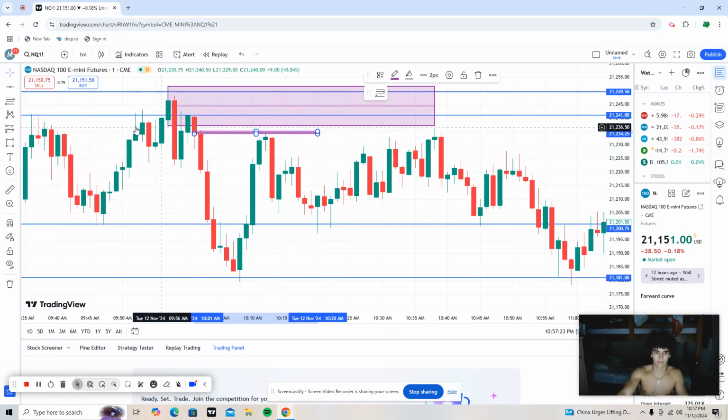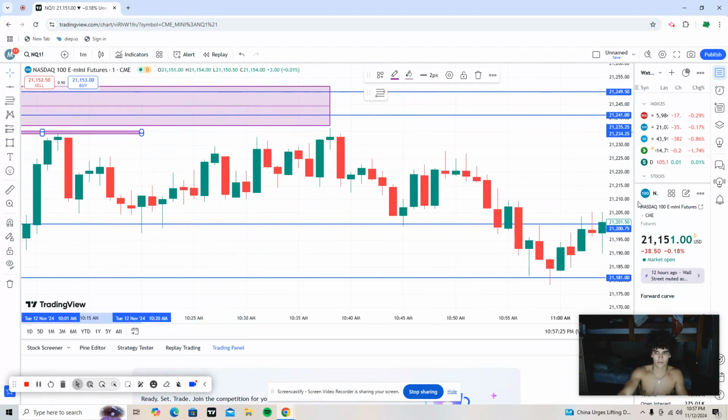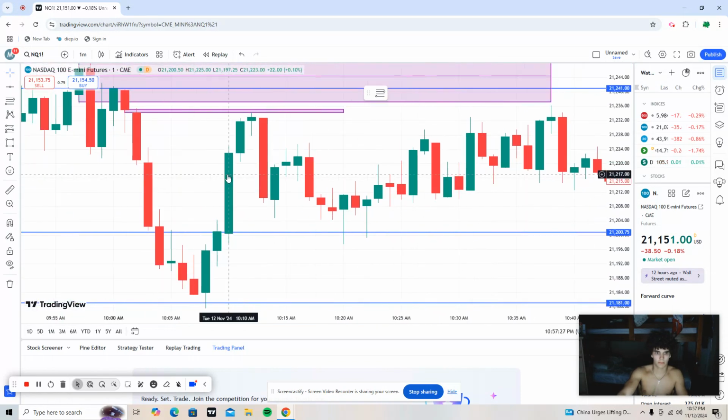Volume imbalance. One. I don't know if y'all see that. I'll try to wind it up. But you see the gap in between the candle.